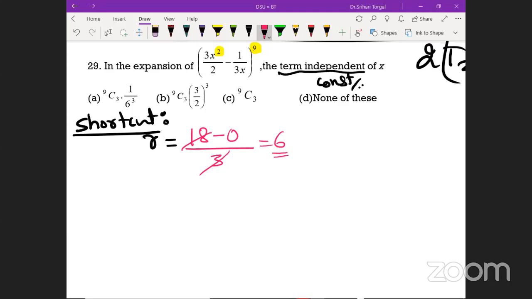How to find out that constant term, right? Term independent of x.